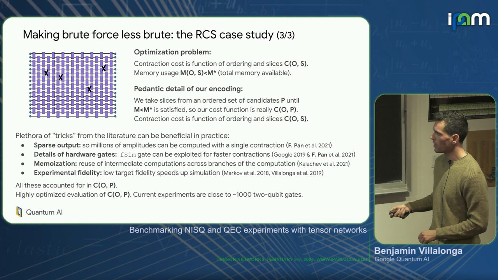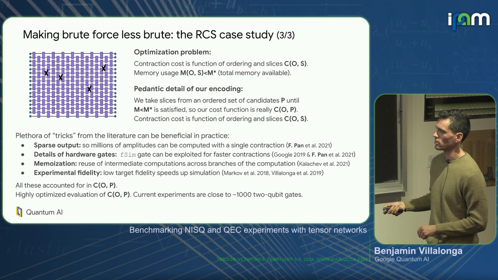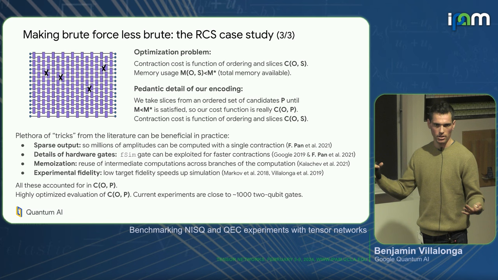To give an example of system size, current experiments are on the hundreds, they're getting to 1,002 qubit gates. So that's kind of the size of the tensor network you're working with. How many qubits? Up to 70.